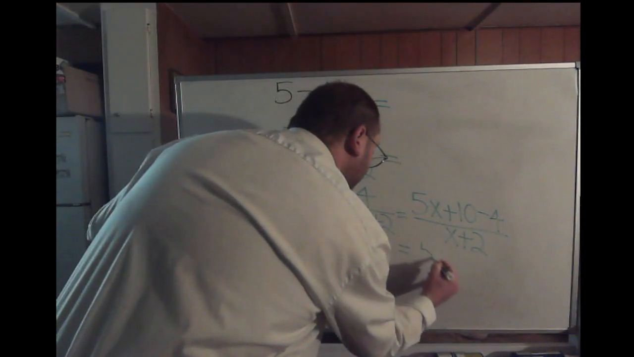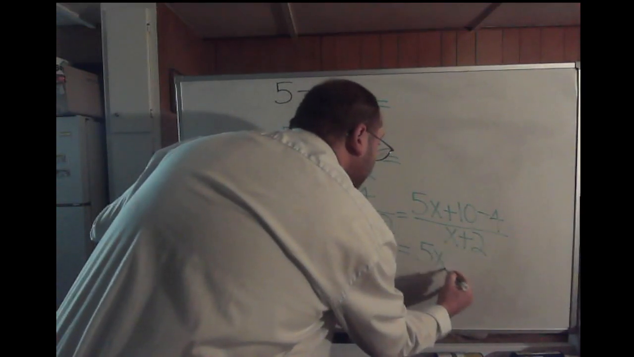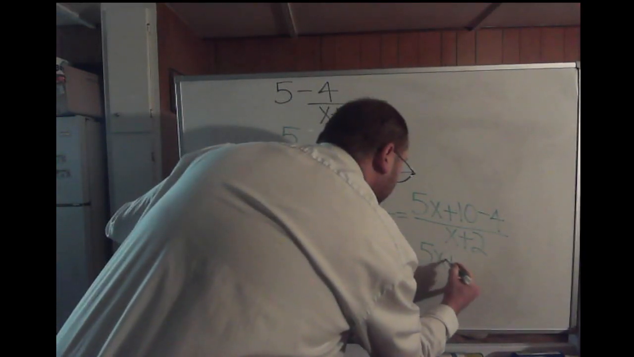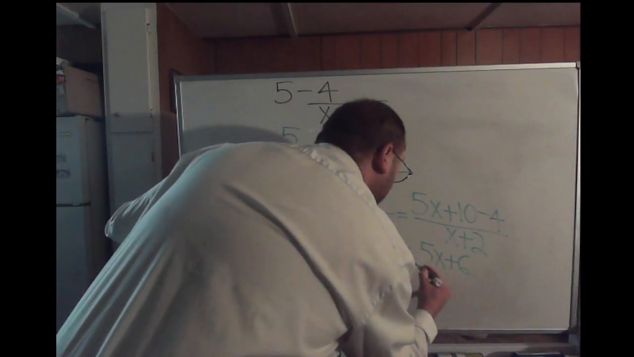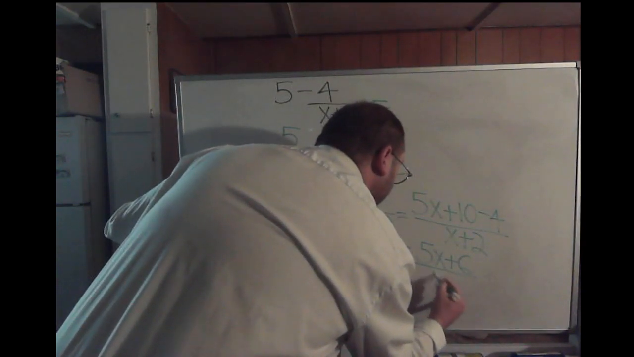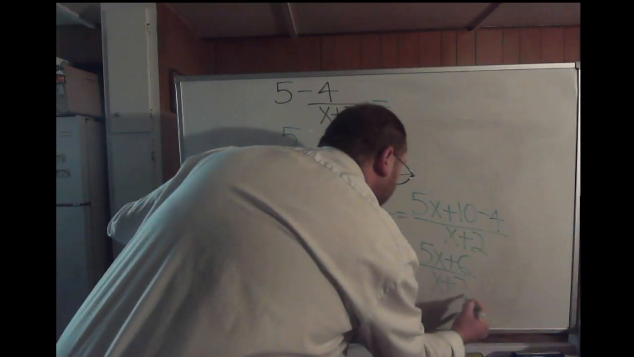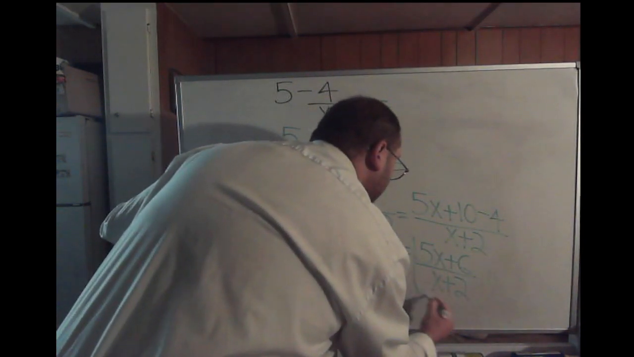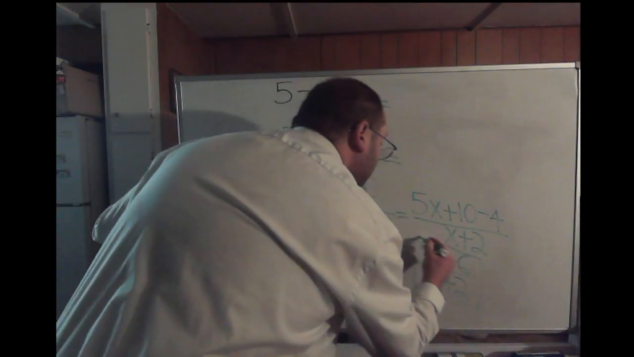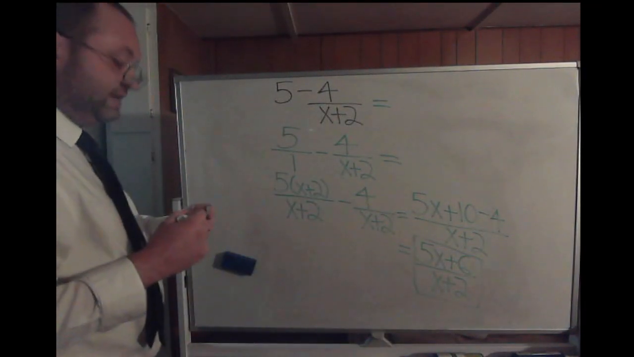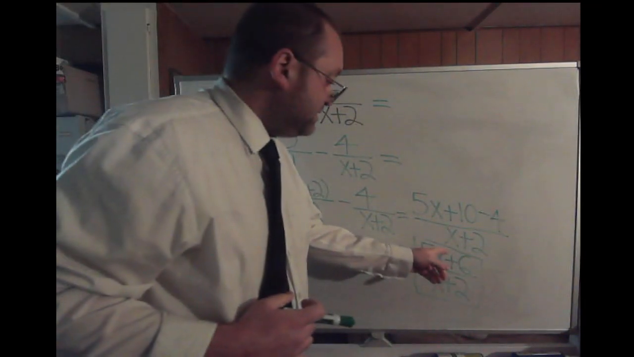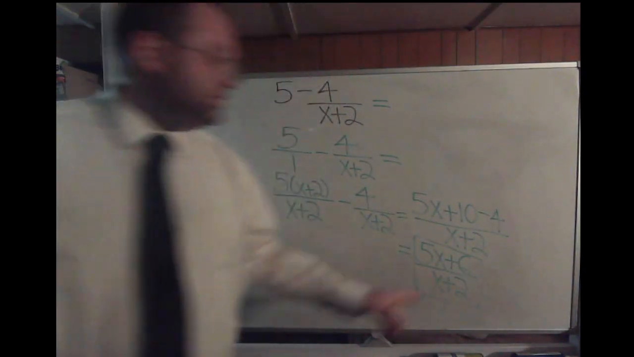Well, if you simplify this, you'll still have 5x. 10 minus 4, that's 6. So what you should get is 5x plus 6 all over x plus 2. So your final answer for this should be 5x plus 6 all over x plus 2.